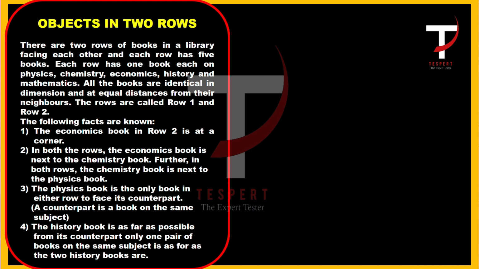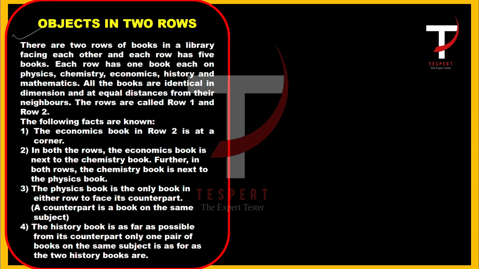Objects in two rows. So this is one basic example of objects in two rows. Just pause the video and try to answer this. Hope you solve the set. Let's continue.